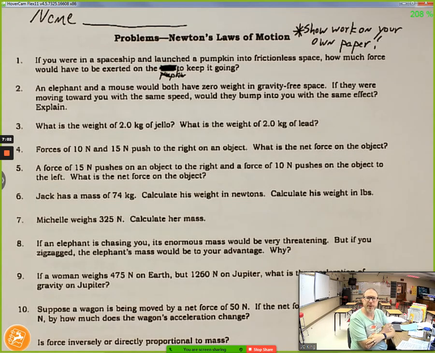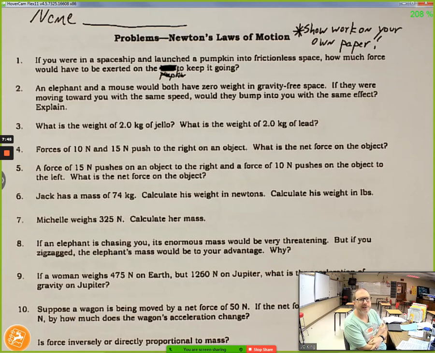The first one: if you were in a spaceship and launched a pumpkin into frictionless space, how much force would have to be exerted on the pumpkin to keep it going? All right, if anybody thinks you know that one, type it up in the chat. It's a lot easier than you think it is. Nobody's typing anything. And everybody's either headed off to Allsup's to grab a Tulsup, or you're doing nose goes and I just can't see it. I don't know what's going on here.